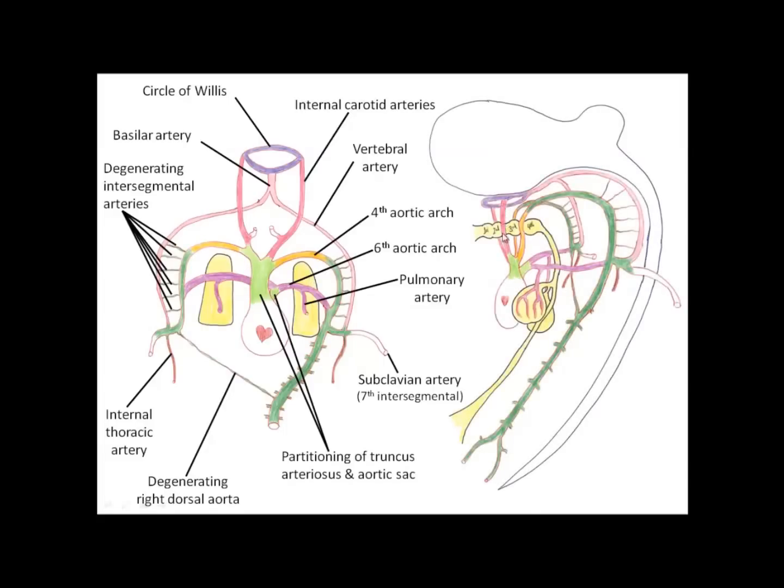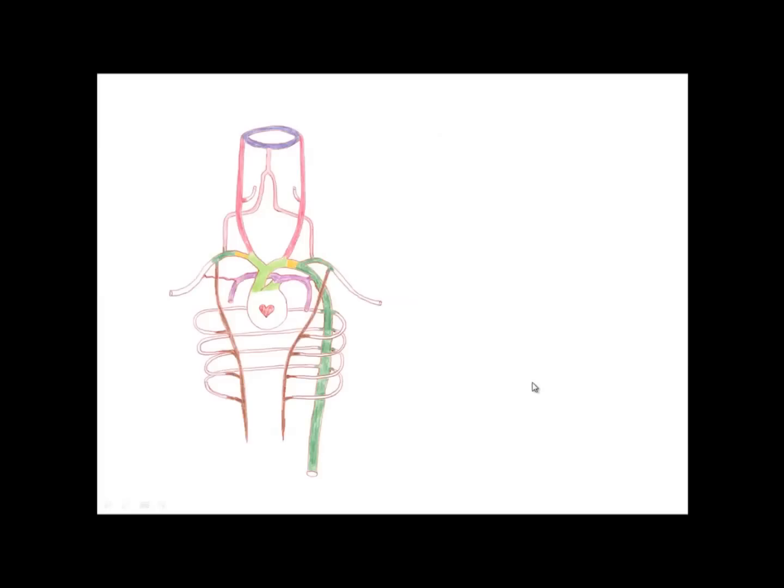Third and vertebrals via the basilar meet at the circle of Willis. The fourth is associating with the dorsal aorta on both sides, but the dorsal aorta on the right is degenerating, making the major blood supply to the upper limb the major connection on the right. However, on the left, the dorsal aorta remains intact, so in addition to the left upper limb, the left vertebral, and the left internal thoracic, we still have blood traveling down through the body in the descending aorta.